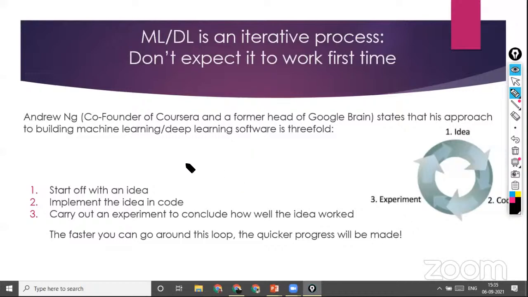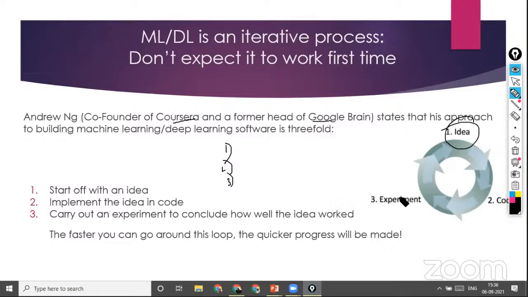According to Andrew Ng, who is the co-founder of Coursera and a former head of Google Brain, all those machine learning and deep learning problems are actually threefold. So you have the idea, which is how we are going to solve this problem. Once you have this idea, you get the data set, then you do some feature engineering if required, and some pre-processing if necessary. Okay, and you build your model, so you code it.